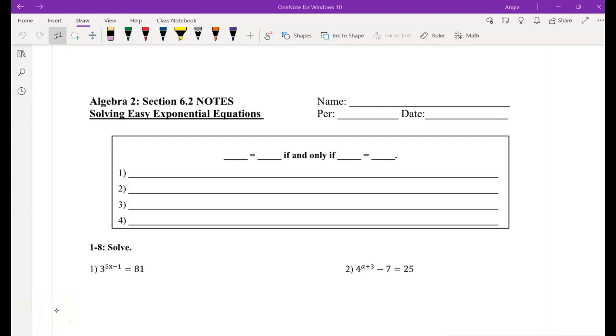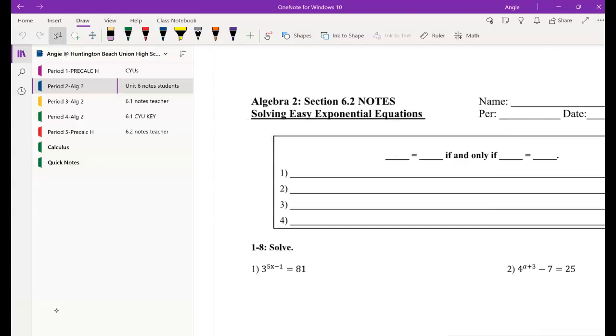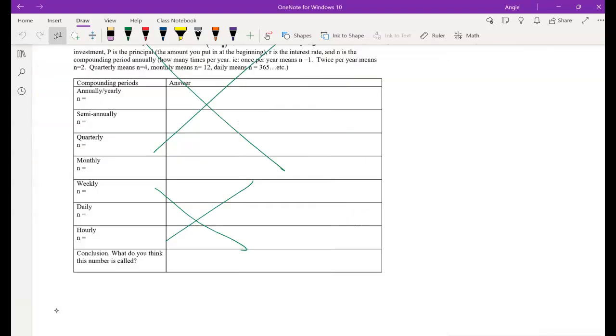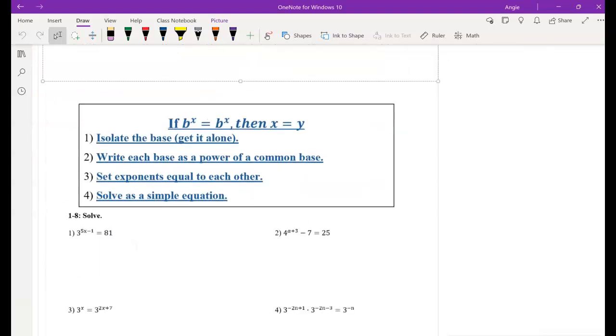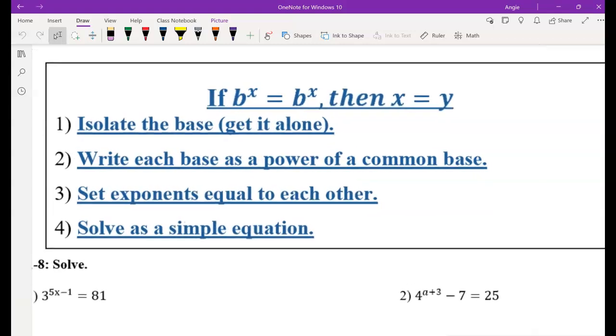Hey students, so we are now on 6.2 notes, solving easy exponential equations. Before we start, let's fill in our chart. I'm going to bring up my key really quickly on the chart here. I do have a typo, students. This is supposed to be a y variable, not a b. One is an x exponent and the other exponent is y.